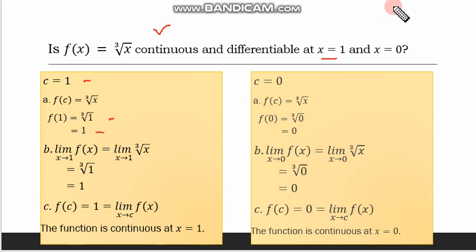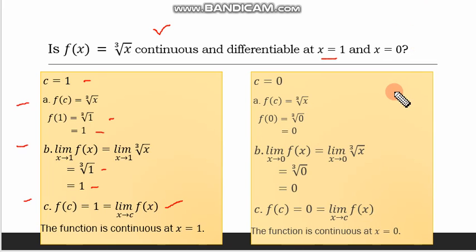The second test of continuity is the limit of the function. So the limit of f of x as x approaches 1, the limit of the cube root of x as x approaches 1, is the cube root of 1, which is equal to 1. Now we can see that f of c and the limit of the function are equal. Therefore, it satisfies all the conditions to make the function continuous at a certain point. Therefore, the function is continuous at x equal to 1.